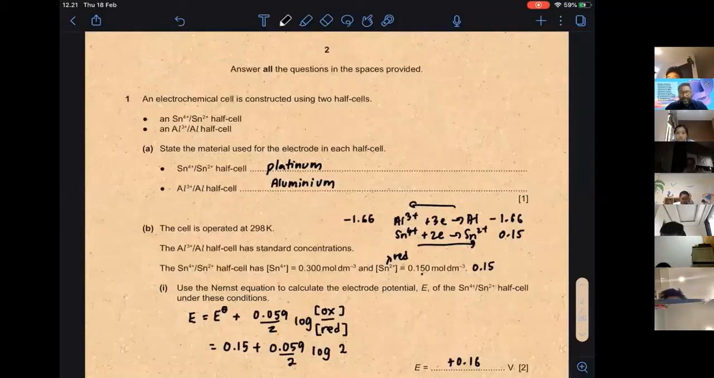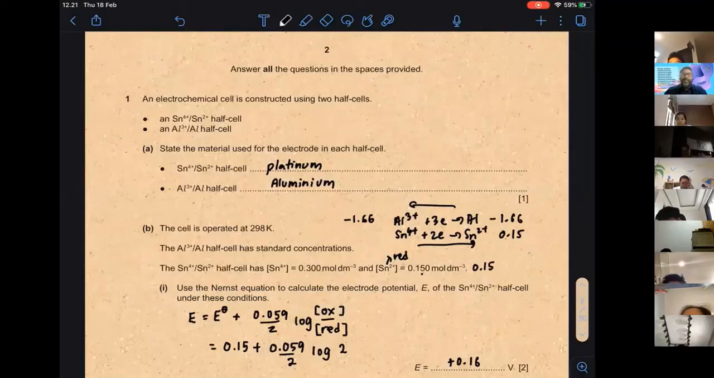Now you can see roughly. When they ask questions on electrochemistry, they are asking you what type of electrode is being used. So you can see in this half cell, if both are aqueous, then the only electrode that we use is going to be platinum. So please take note of that. And when you have an aqueous and metal cell, then the electrode that we need to use is going to be the metal itself, which is going to be the aluminium.